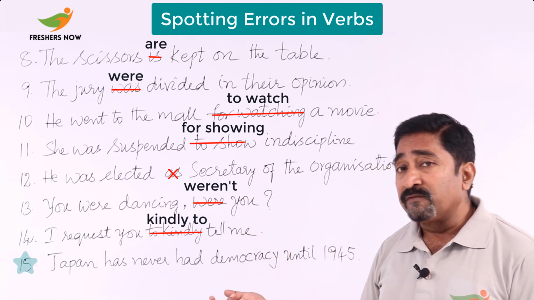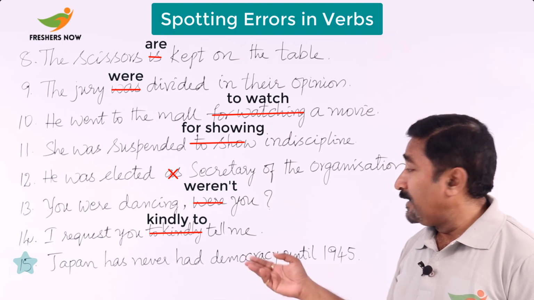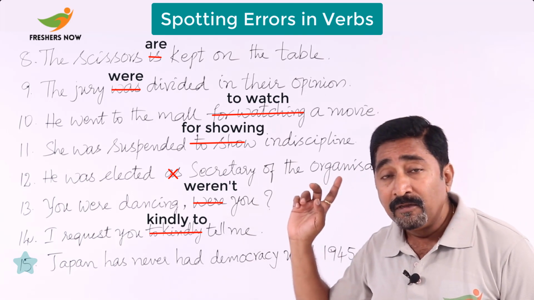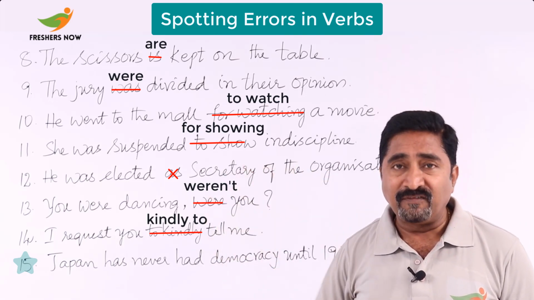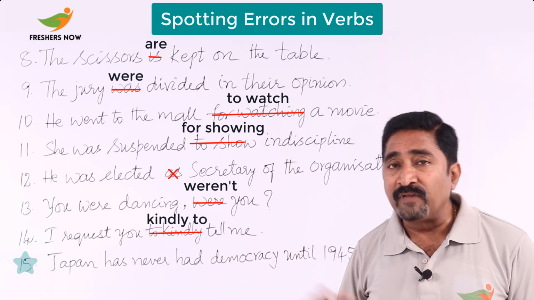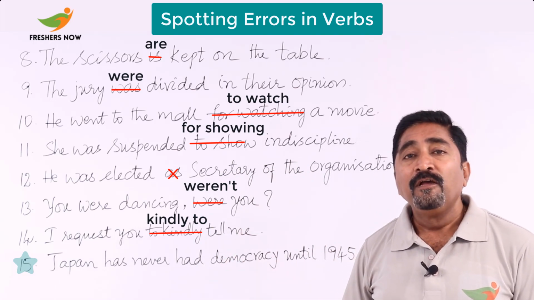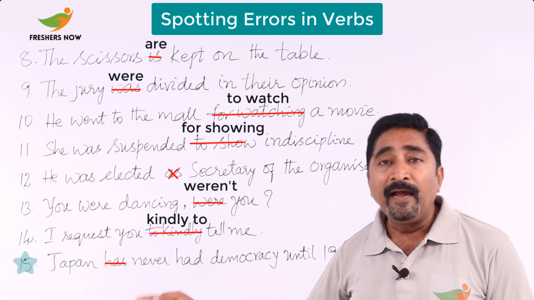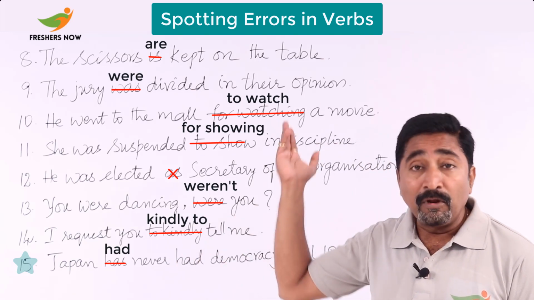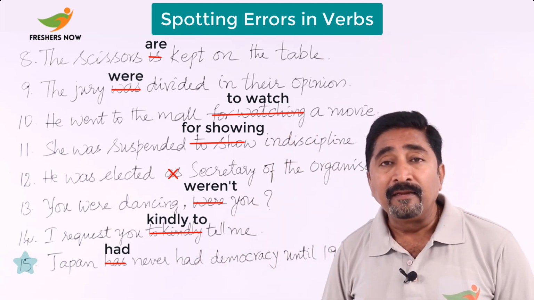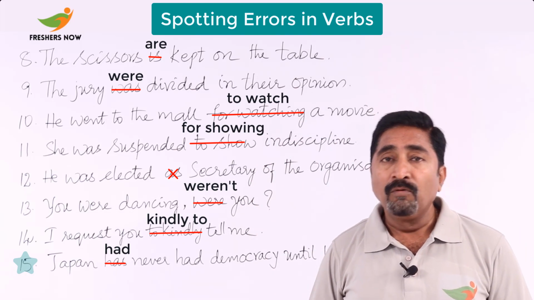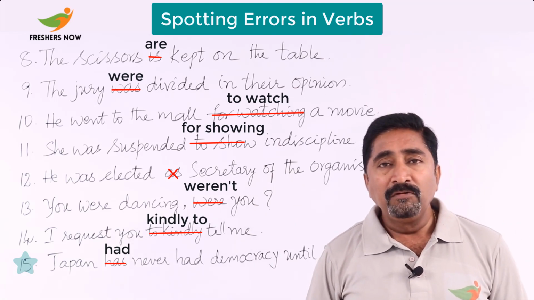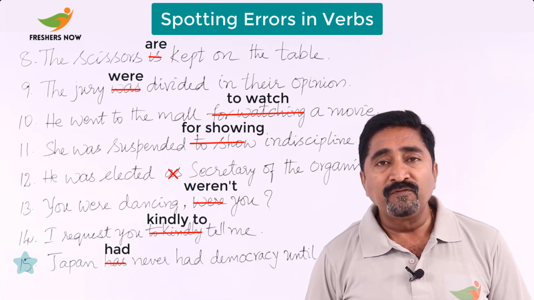The last one here we can see, Japan has never had democracy until 1945. It's completely in the past, and it doesn't come to the present. And in such a case, the verb used, has, is wrong, and so it should be had. Japan had never had democracy until 1945. So, you're clear, I believe, with the explanation of the different kinds of verbs that are used.